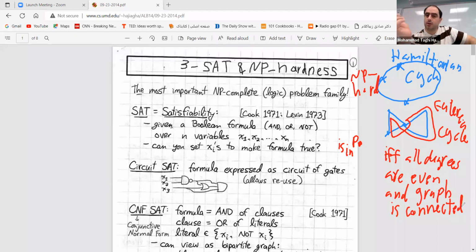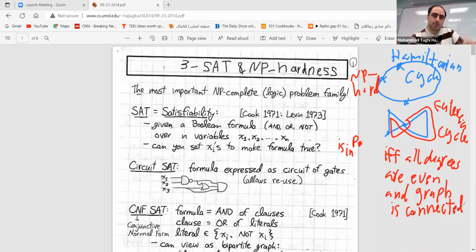Is the problem clear for the people at Zoom? Are the Eulerian cycle, Eulerian path, and Hamiltonian cycle clear? Yes. Good. So we have this property. This is the important thing.